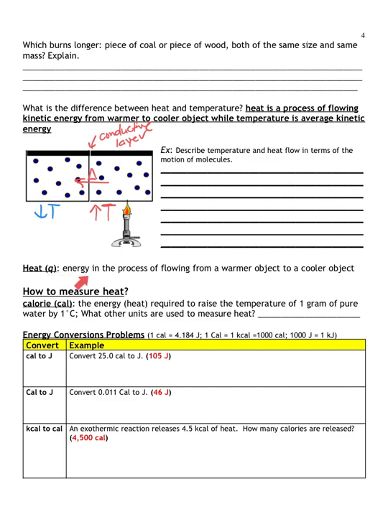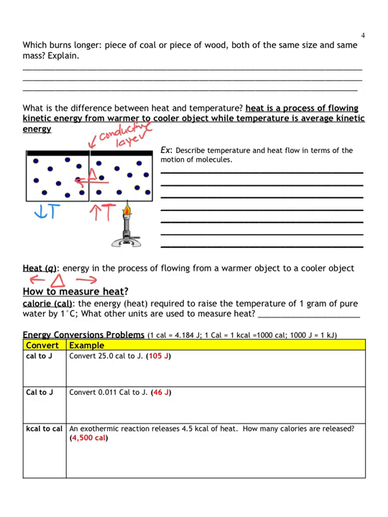All right, what's heat? Heat is the energy in the process of flowing from a warmer object to a cooler one, just like you see here. This is what the heat symbol is. We use the symbol of a triangle to represent heat, and of course, we show arrows for the direction of where heat is flowing in the end.